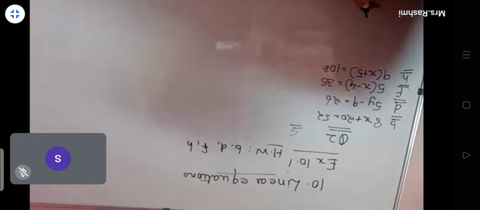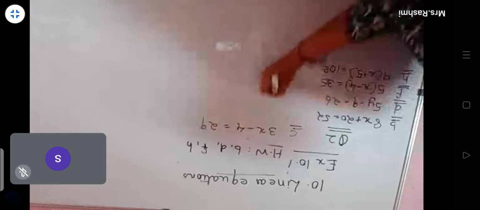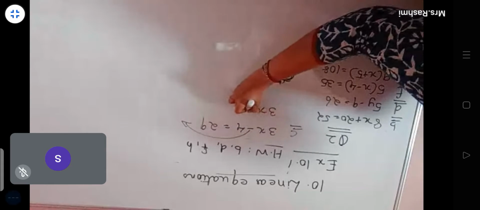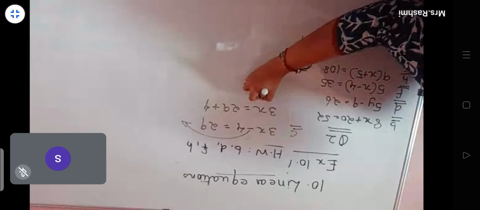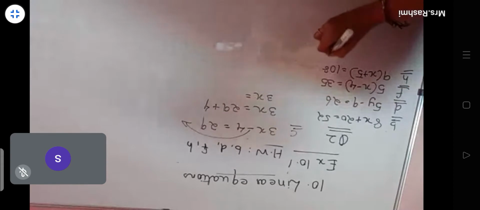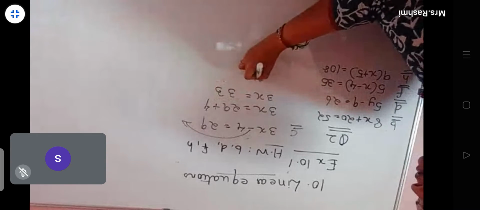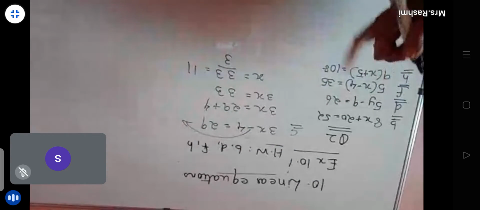Yes. We start with C1, which says 3x minus 4 is equal to 29. So when we take this to this side, 3x is equal to 33, and we get the answer as 11. Yes, ma'am, I also got 11. Just continue solving the next one if you've already solved it.